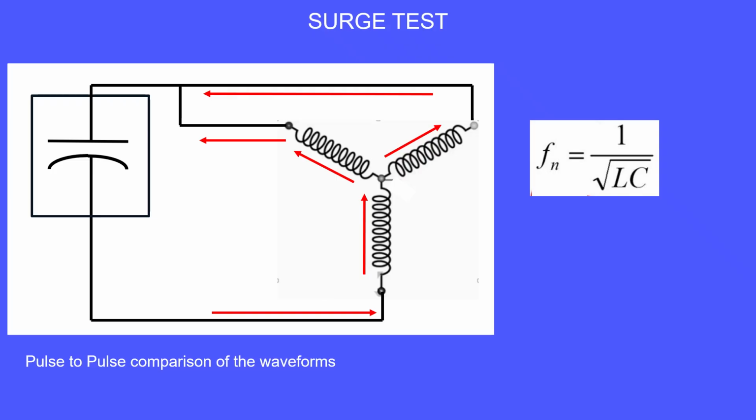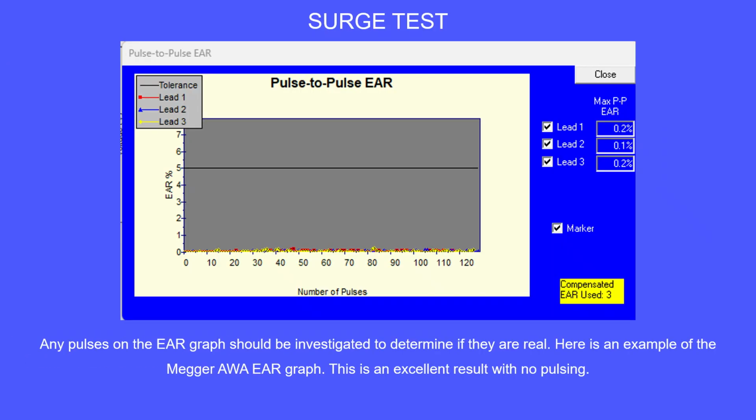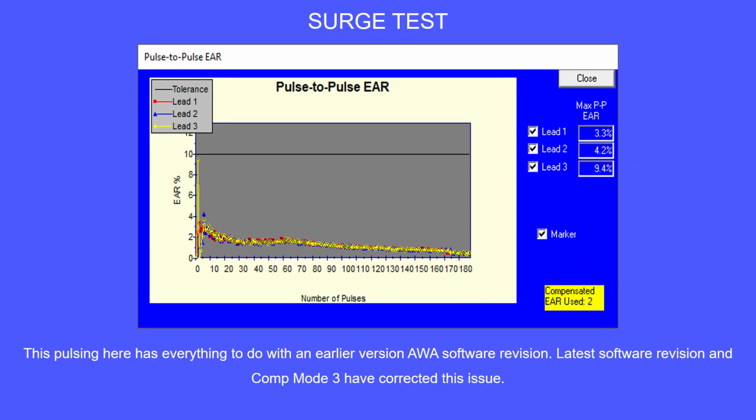Here is a good surge EAR result. It should be noted that even if there are no pulses that exceed the trip threshold, any pulses on the EAR graph should be investigated to determine if they are real. This is an excellent result with no pulsing. The pulsing here has everything to do with an earlier software revision. The latest software revision and Comp Mode 3 have corrected this issue.